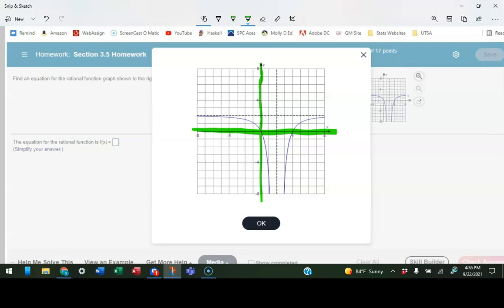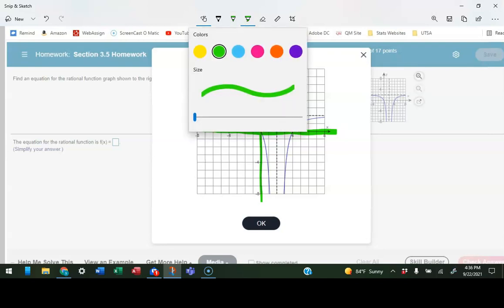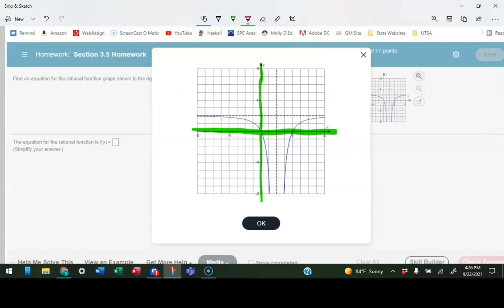The dotted lines are my asymptotes. So what am I going to do first? I'm going to deal with my numerator first. I need to know what my x-intercepts are. So I've got an x-intercept here, and I've got an x-intercept here. So I've got x-intercepts at x equals 0 and x equals 4. So my factors would be x and x minus 4.